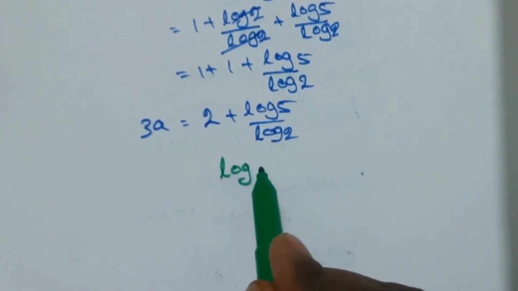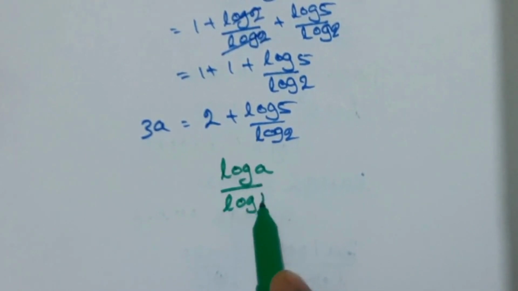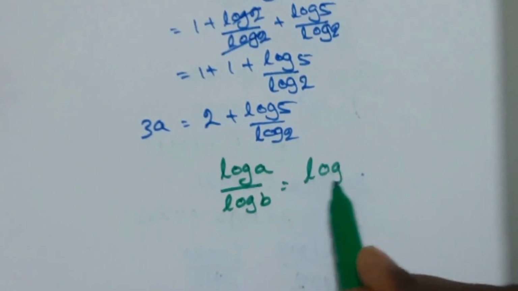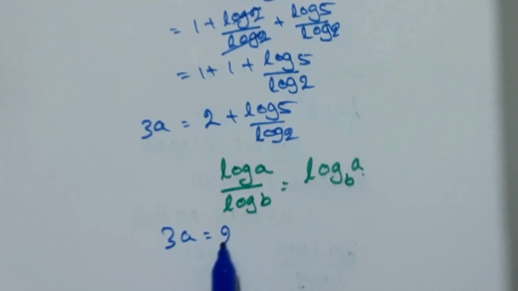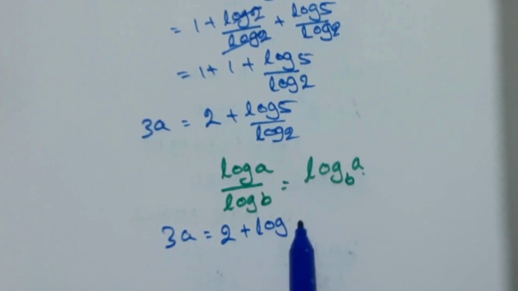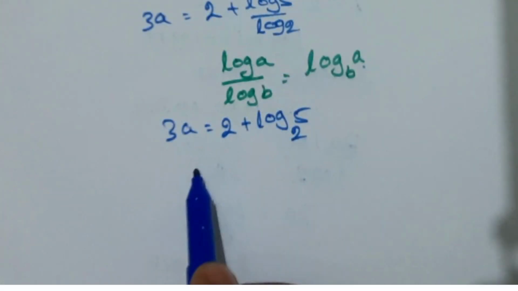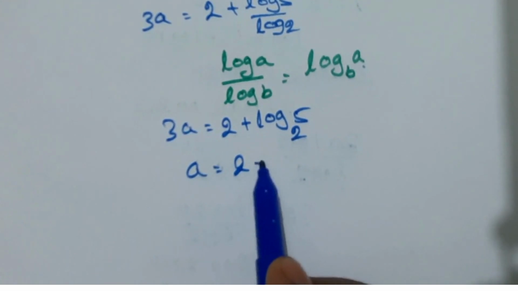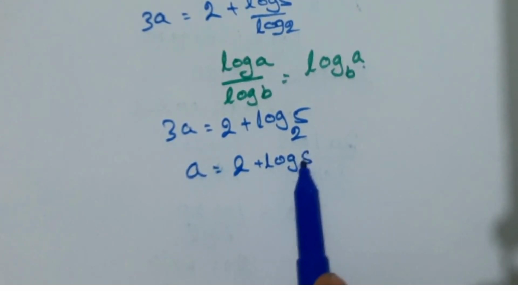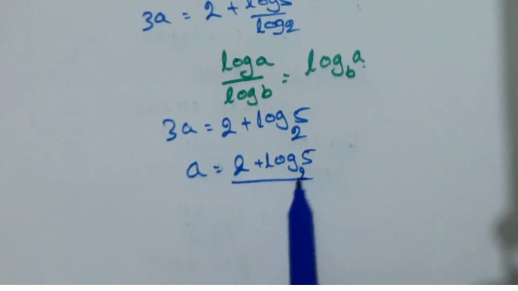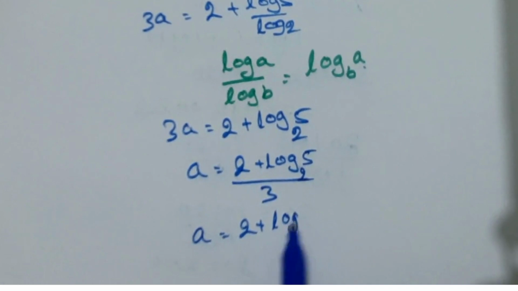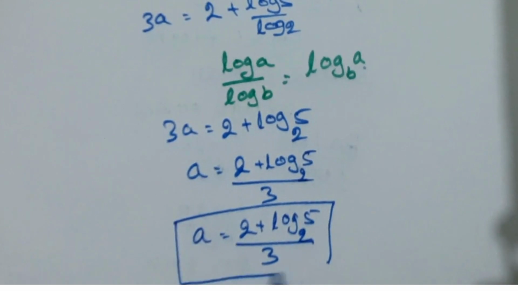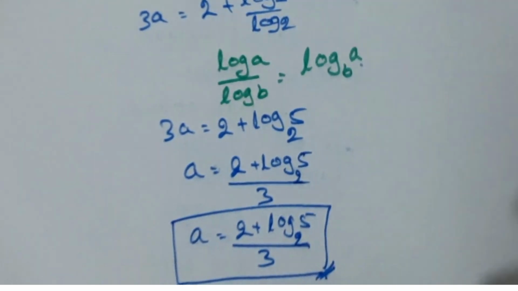Log a by log b equal to log a base b. 3a equal to 2 plus log 5 base 2. So a equal to 2 plus log 5 base 2 by 3. This is the a. We are going to verify now.